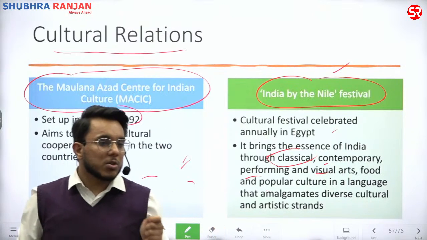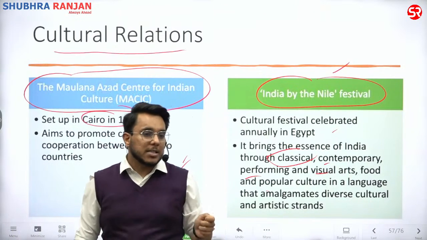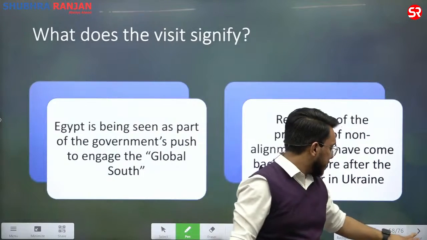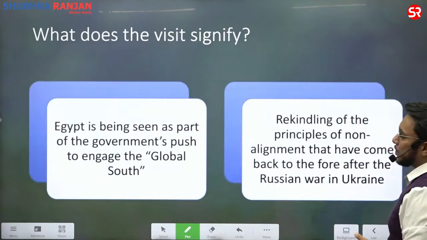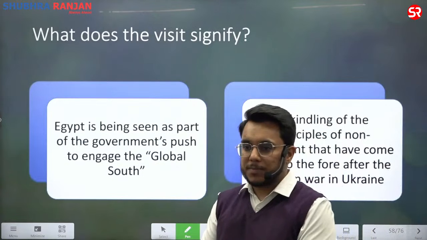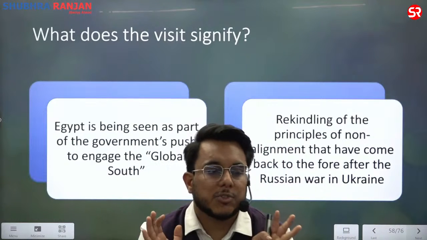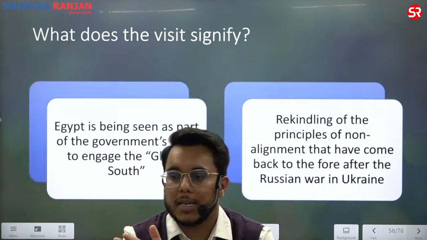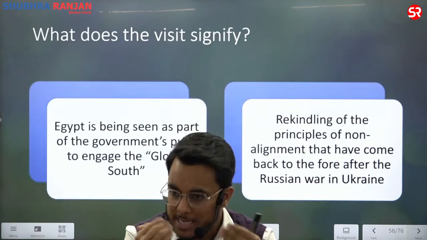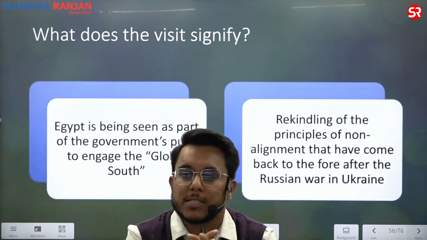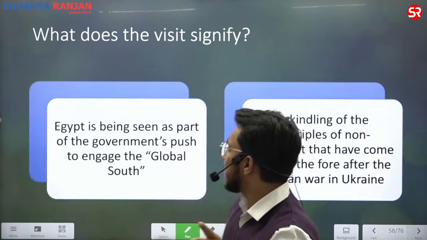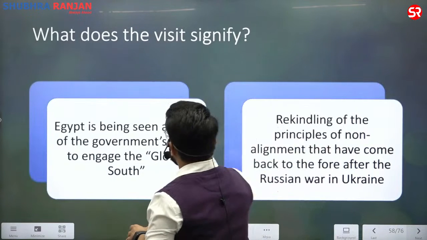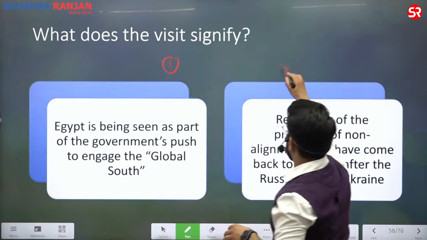So this thing showcases how, on the cultural aspect, both the countries have converged. Is it clear or not? So this is the brief history, the high points, between India and Egypt relations. Theek hai? Now talking about this particular present visit that has been made, this visit holds two important symbolisms.